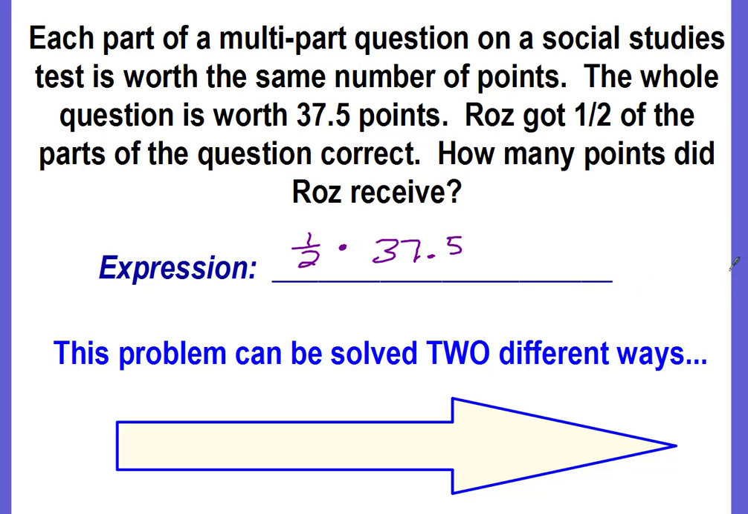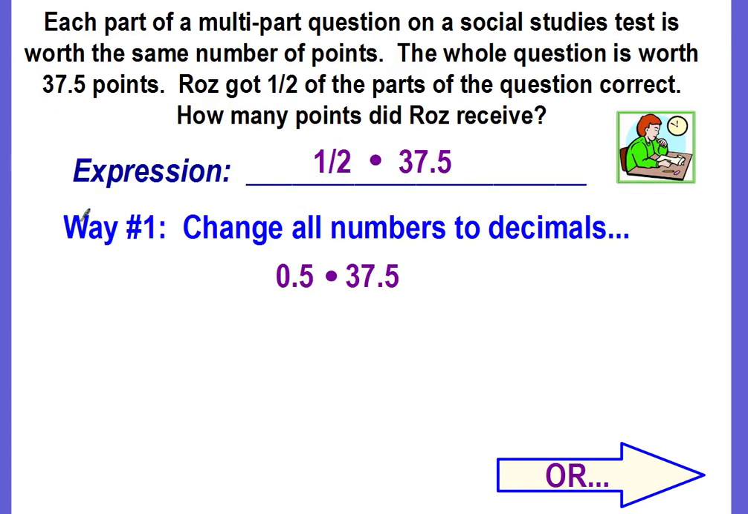Now, if you'll notice, this problem is a little bit different than what we're used to. We're used to either being all fractions or all decimals. In this case, we have a fraction and a decimal. So there are two different ways we can solve this problem. The first way is to change all the numbers to decimals.